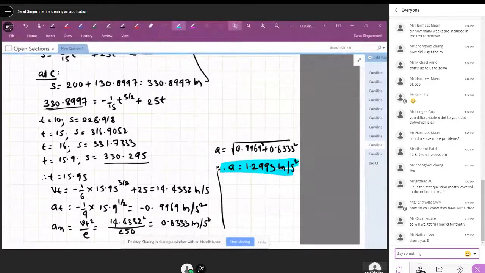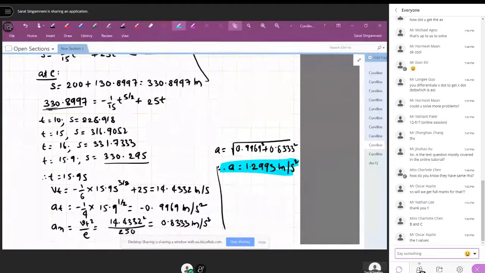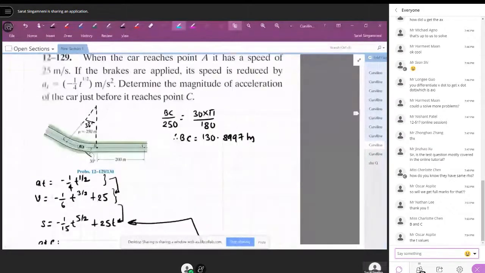How do you know they have same rho? Who have same rho? B and C. Did he say anything? When the car reaches point B, it's fine. If the brake is a speed resistance, determine the magnitude of acceleration of the car just before it reaches point C. See, he didn't give you any equation for this part of the car.